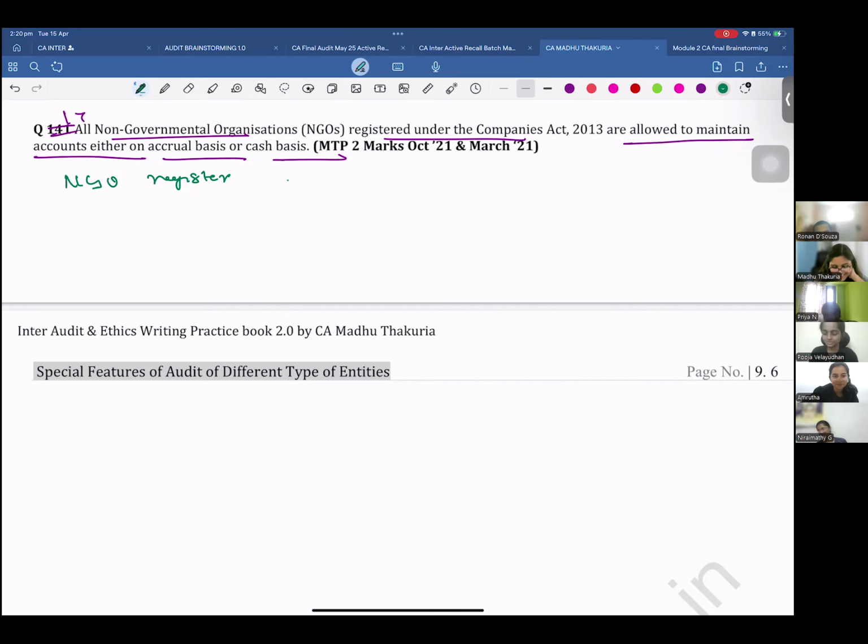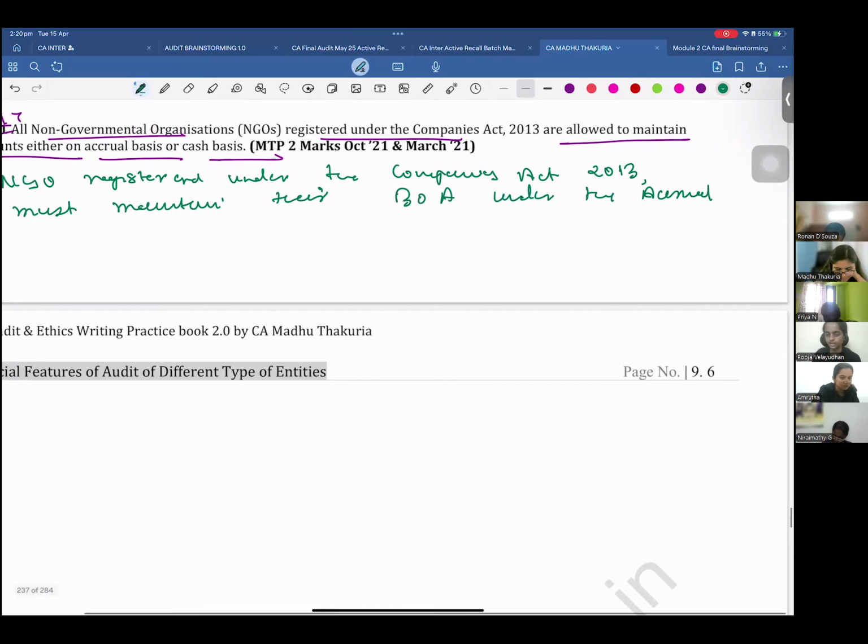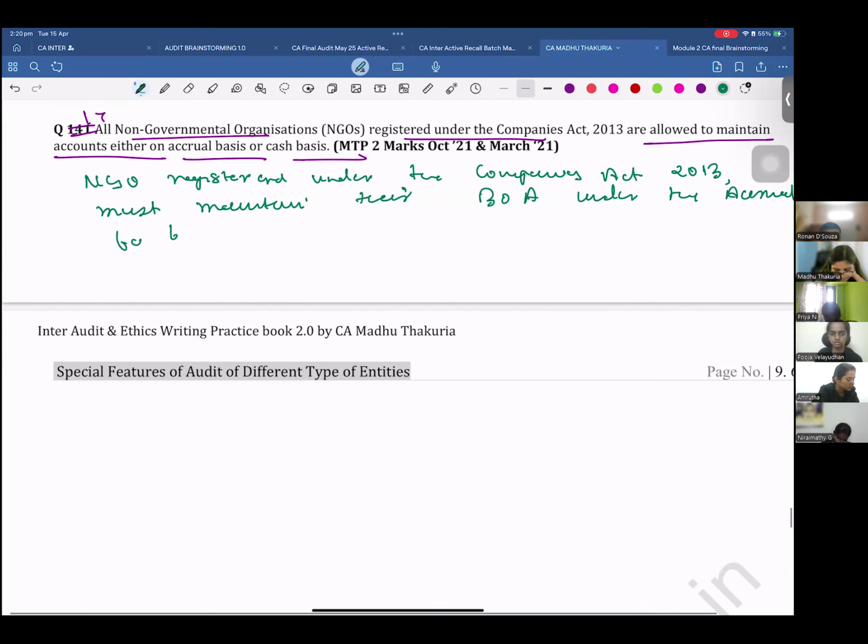Sorry, ma'am. Yes. NGOs registered under the Companies Act 2013 must maintain their books of accounts under the accrual basis as required by the provisions of Section 128 of the said Act.